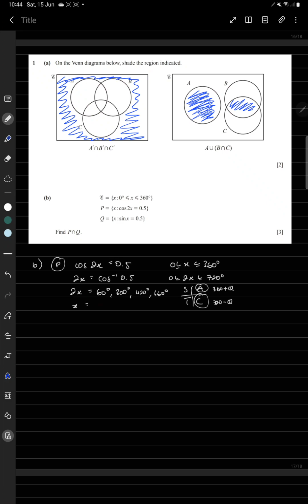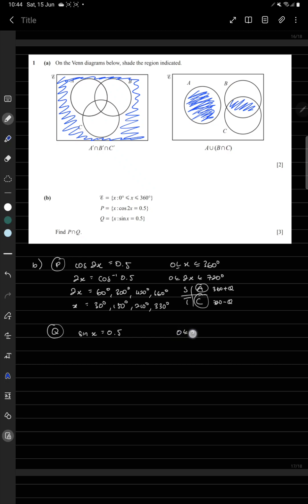Now finally, we can bring the 2. We can divide everything here by 2. So 60 divided by 2 is 30 degrees. We have 150, then we have 210, and finally we have 330 degrees. So these are our list of P's. Now moving on to Q. Q is sine x equals to 0.5, right?